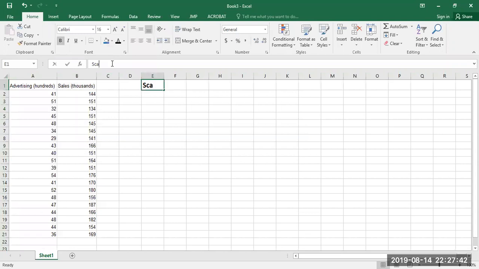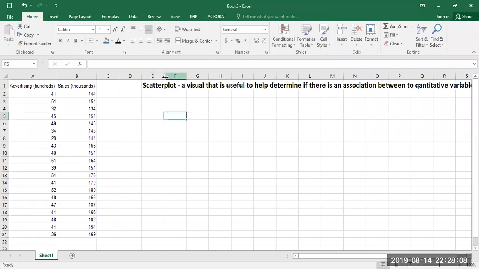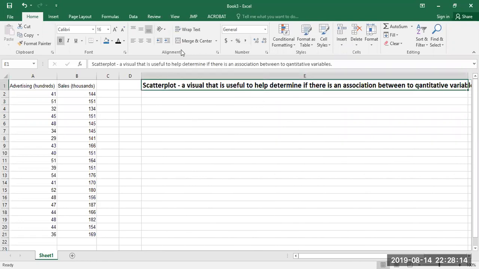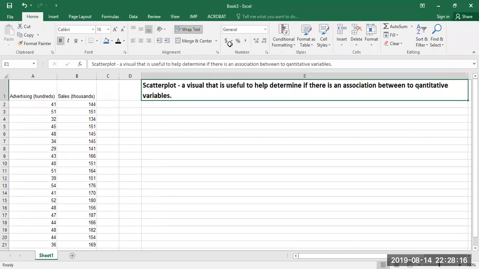All right. And so when we talk about a scatter plot, it is typically a visual that is useful to help determine if there is an association between two quantitative variables. So when we're talking in statistics, we're constantly considering the type of variables that we're focusing on. One of the pieces that we're generally focusing on is quantitative and qualitative variables. But the quantitative are ones that we are more apt to be able to analyze using numbers and definitions.